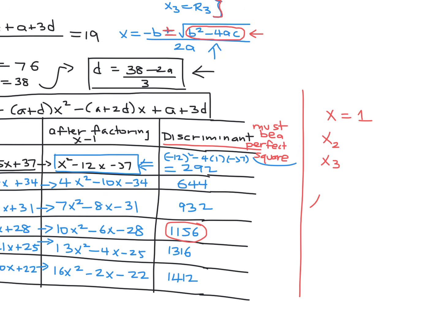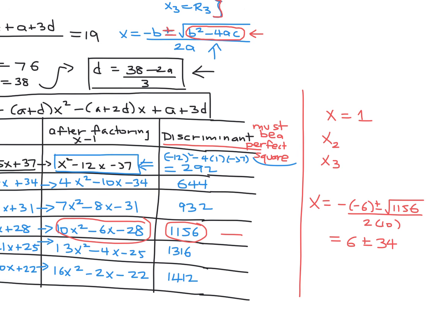So those roots, we get minus b from this guy right here. This is the one we're using. So it'd be minus b, so minus 6 plus or minus, well, the discriminant we already figured out, 1156 all over 2a, which would be 2 times 10. So this is 6 plus or minus the square root. 1156 is a perfect square. What is the square root of 1156? 34. So there we go.